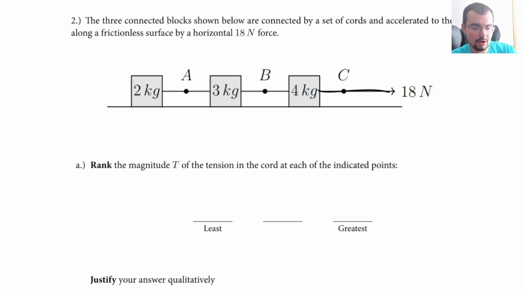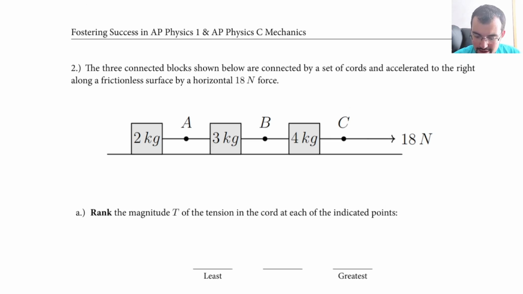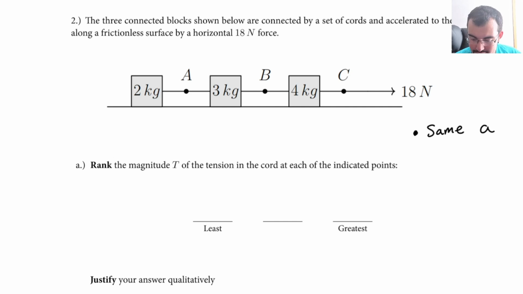So tensions are not all equal because it is not the same string, right? There's a gap between this segment and this segment. It's not just the same, so it could be different. So what we know for sure is that each block will have the same acceleration because this is a connected system where the string is just going to be a fixed length, so it's got to be the same acceleration everywhere.